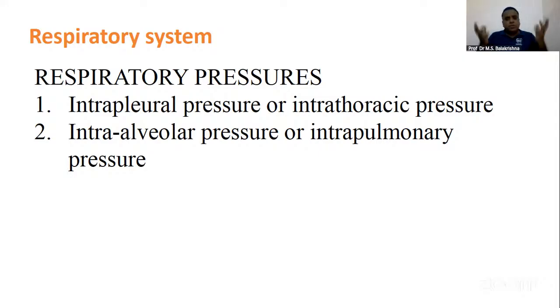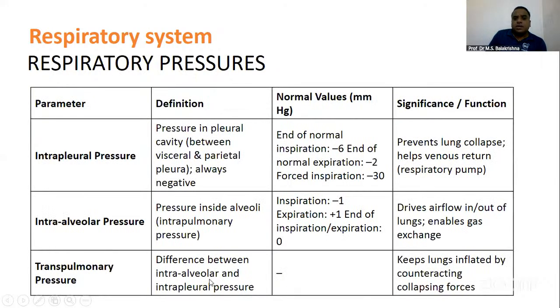Intrapleural pressure: pleura means lung covering, the outer covering, and alveolar means alveolar sac, what we have just discussed. So, respiratory pressure has two types: intrapleural pressure and intrathoracic pressure. The second one is intra-alveolar pressure, or intrapulmonary pressure. These two pressures you should know. Now, coming to intrapleural pressure.